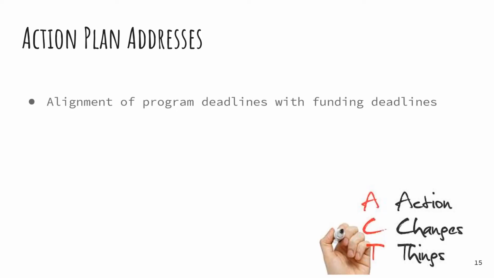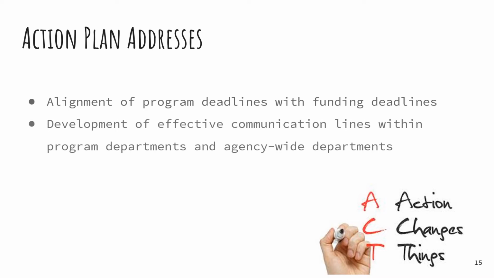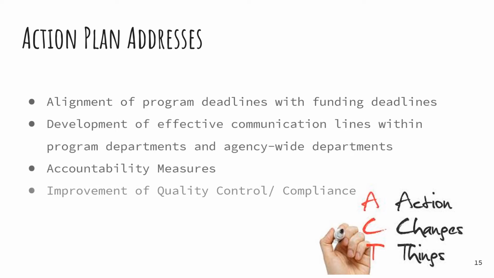We had another meeting of the minds, and we created an action plan that addresses the alignment of program deadlines with funding deadlines, development of effective communication lines within program departments and agency-wide departments, accountability measures, and improvement of quality control or compliance.